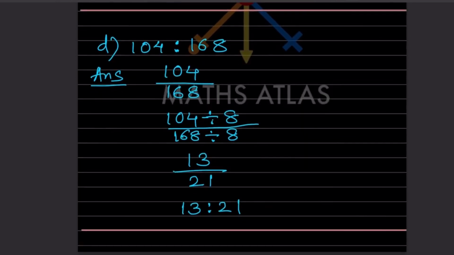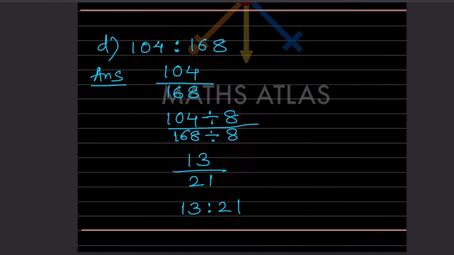Next number says 104 is to 168. Divide that number. Here it goes with 8. That will be 104 divided by 8. You can just check later. So the division you know. So the answer is going to be 13. And for this, when you divide this by 8, the answer is going to be 21.